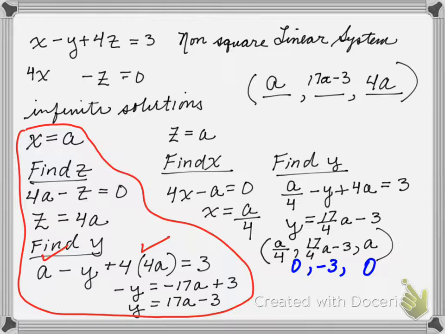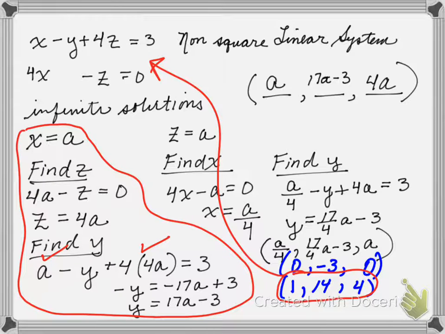Let's look at another point. Let's say down here that I let a equal 4. So that would give me this point, 4. And then if I let a equal 4 here, that's going to be 17 over 4 times 4 is 17, and then minus 3. So that's going to be 14. And then if I let a equal 4 here, that's going to be 4 over 4 is 1. And again, I tell you that this point, 1, 14, 4, will satisfy both of these equations.